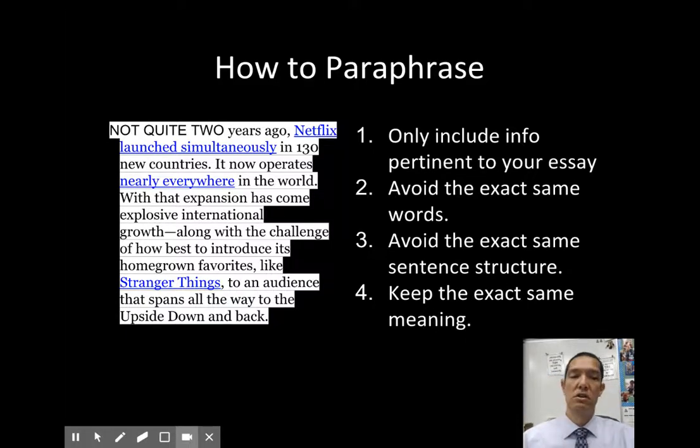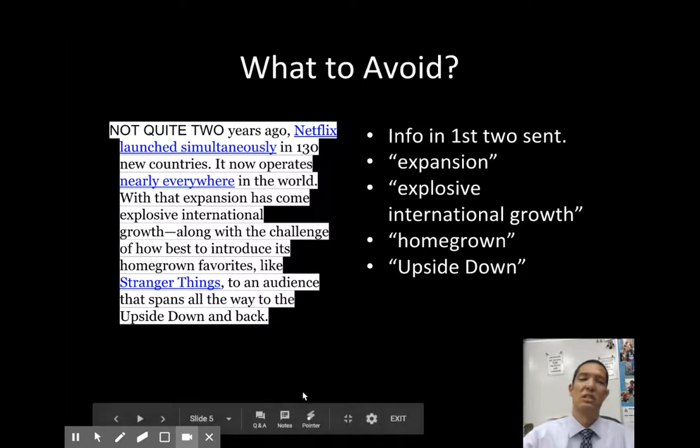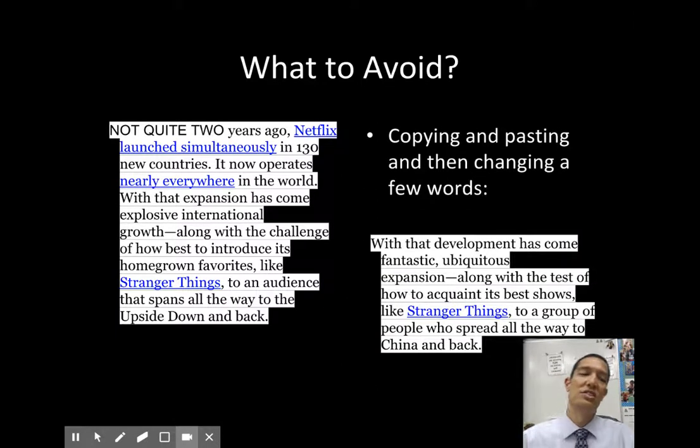So when I'm looking over this paragraph, it's okay if you use the same words that are articles like a and the, prepositions, or pronouns. Of course you can use those words. Those are super common. But if I look at this, I'm looking at operates, expansion, explosive, international growth, homegrown favorites, upside down. There's a bunch of words that you don't want to use. So try to change those out, but do not just copy and paste it and then change a few words.